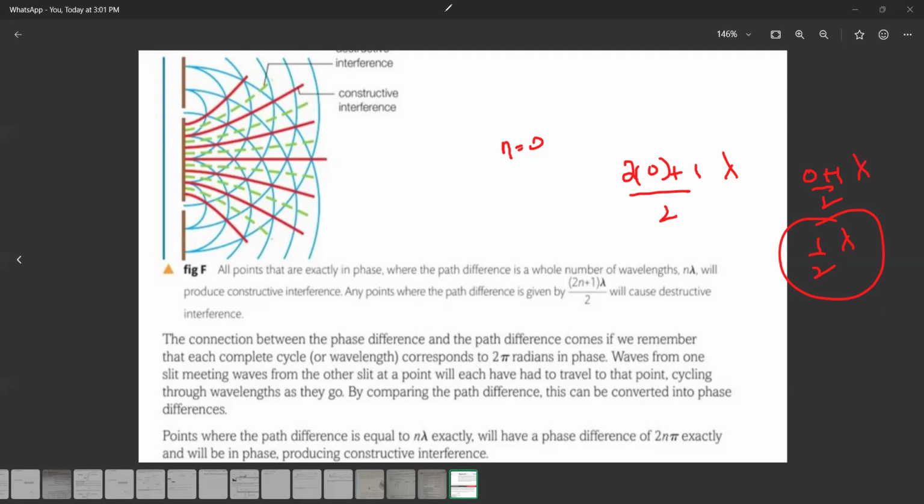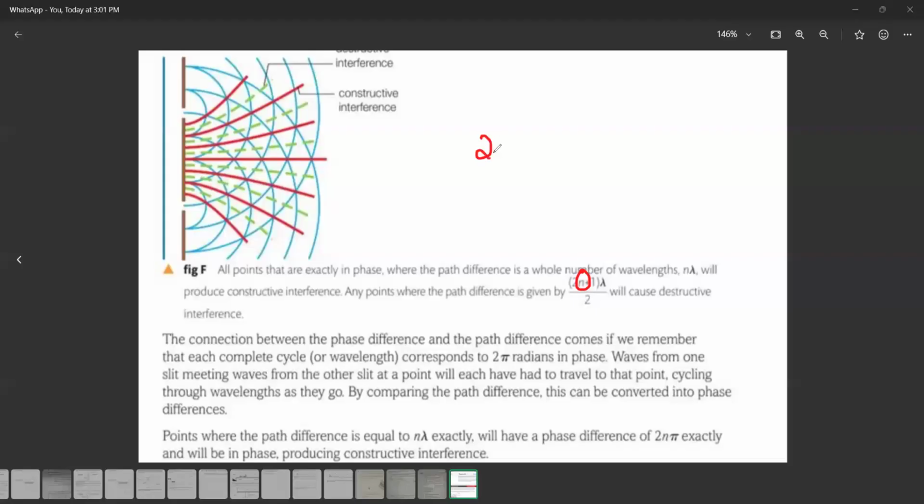When you put n equal to 1, in place of n, when you substitute 1, it will be 2 multiplied by 1 plus 1 divided by 2 lambda. So this is equal to 2 plus 1 by 2 lambda. 2 plus 1 by 2 means 3 by 2 lambda. So 3 by 2 lambda is also destructive interference.